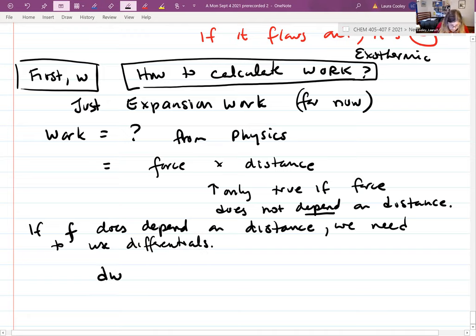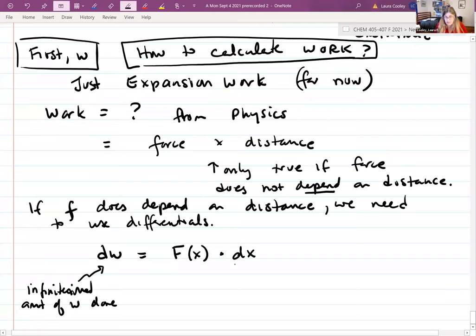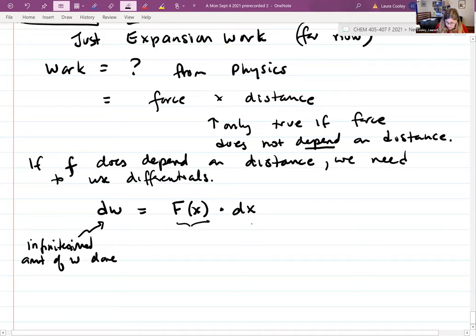We say that dW, which is the infinitesimal amount of work done, would be equal to the force, which could be a function of x, times dx. So this tells you if force depends on x, you're going to have to do it this way. This is the force that's exerted at the particular distance x, multiplied by the small distance right around that x. So these are infinitesimal distances, and this is the force at a particular distance.